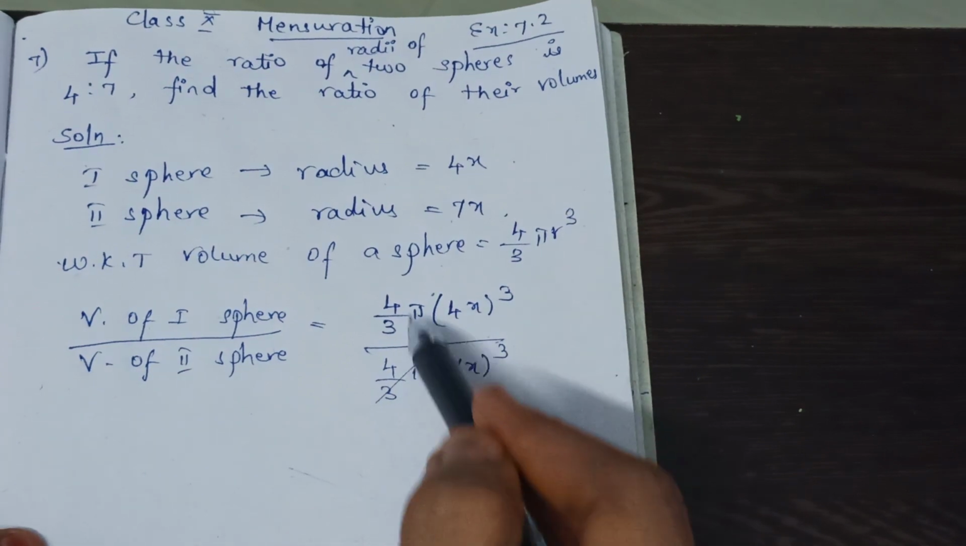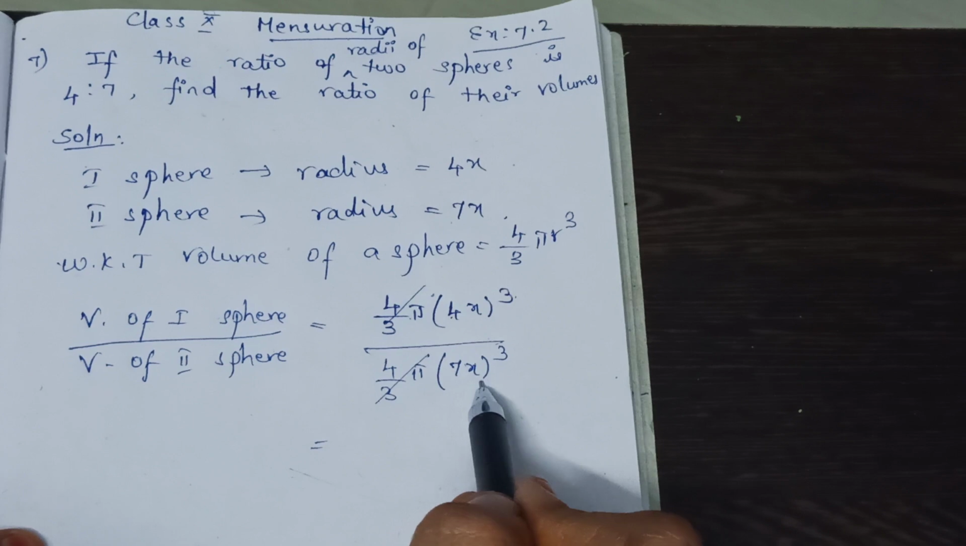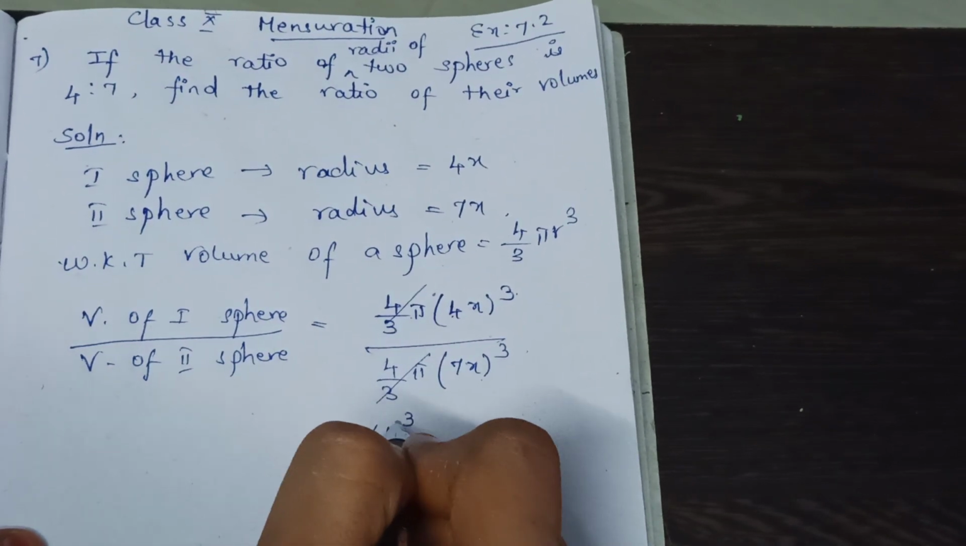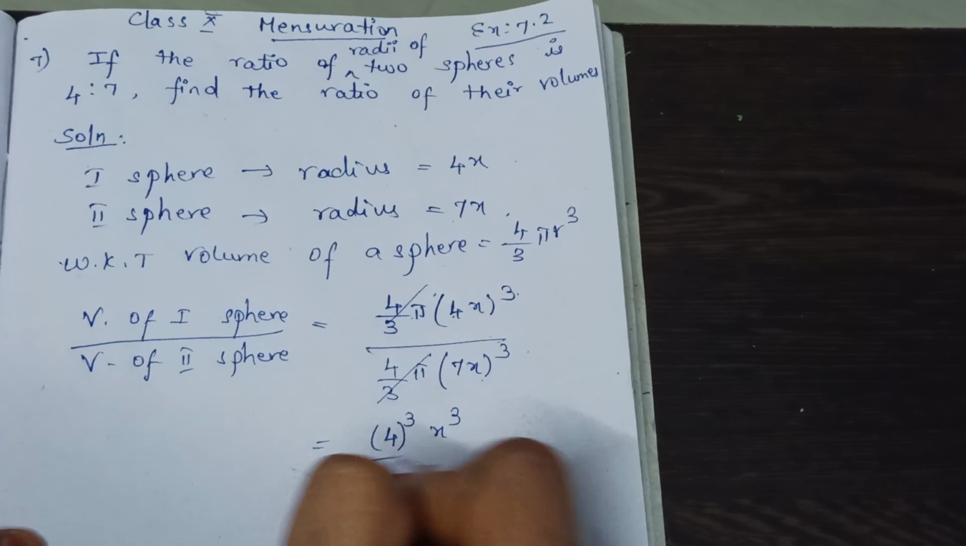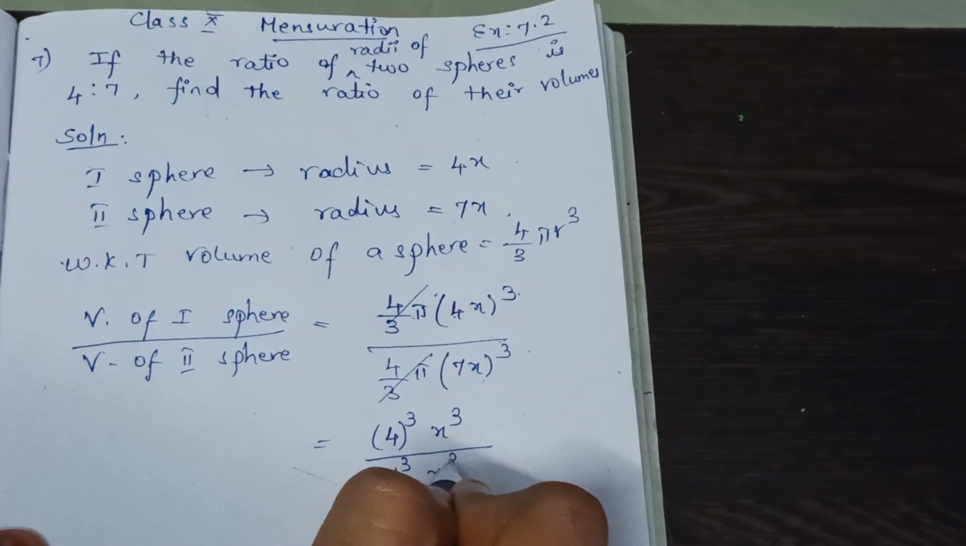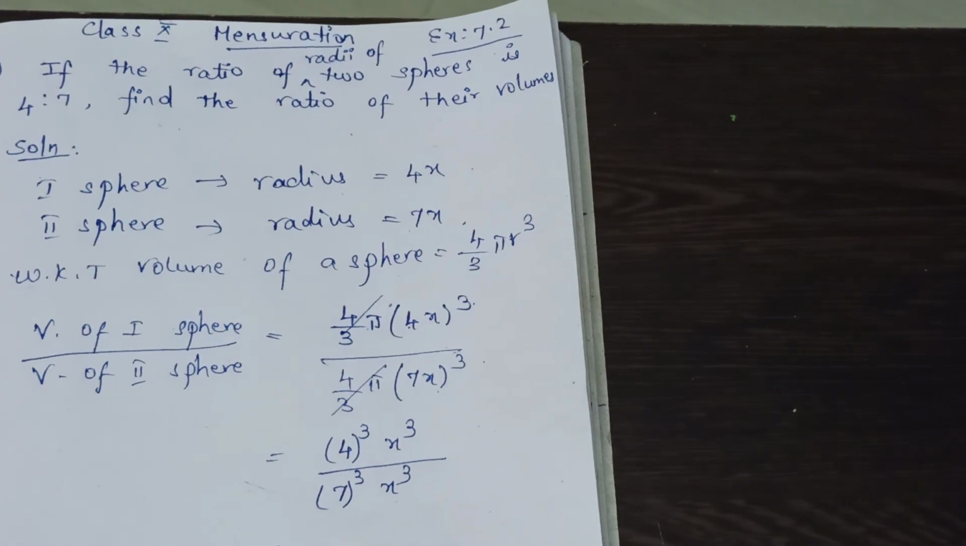Here 4/3 pi gets cancelled. So we have 4x whole cube by 7x whole cube. That means it is 4 cube into x cube by 7 cube into x cube. So which is equal to 4 cube. 4 cube is 4 into 4 into 4.